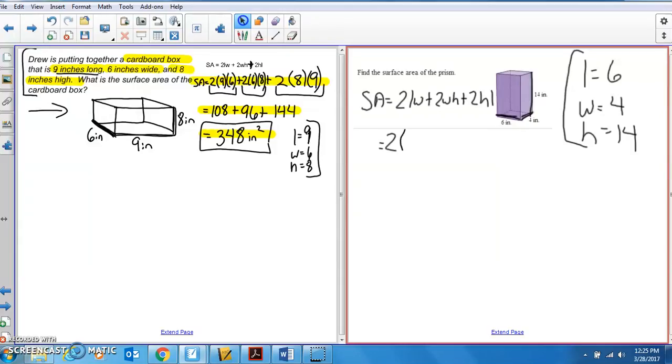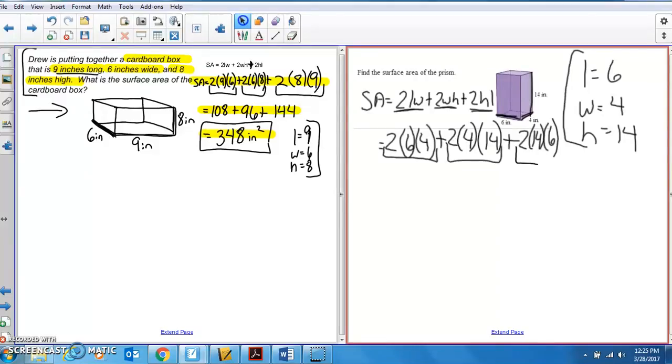It's 2 times my length, which is 6, times my width, which is 4. So that takes care of that part. Now let's do this one. 2 times my width, which is 4, times my height, which is 14, plus 2 times height times length, 2 times my height of 14, times my length of 6.